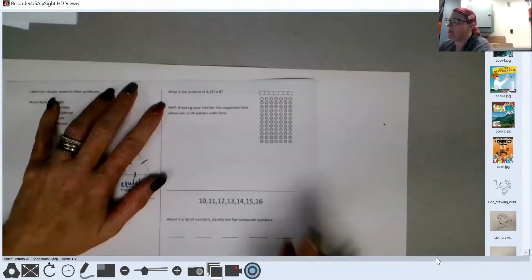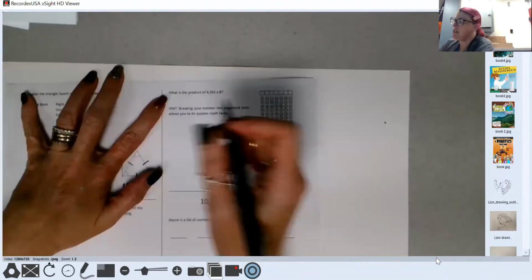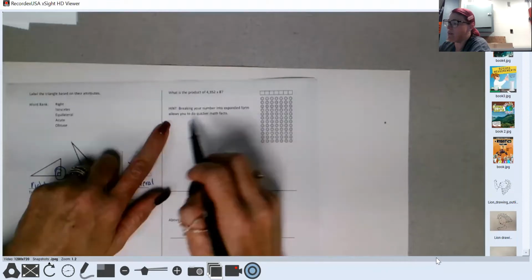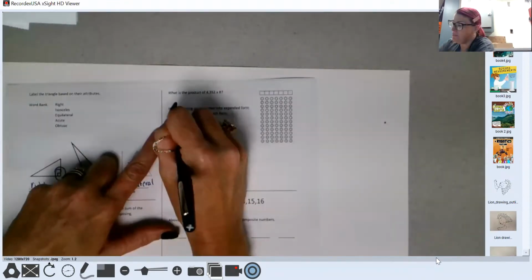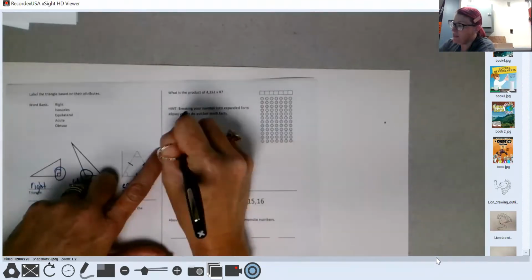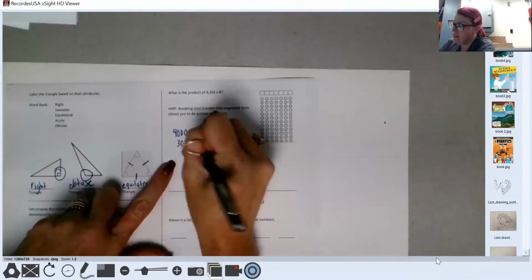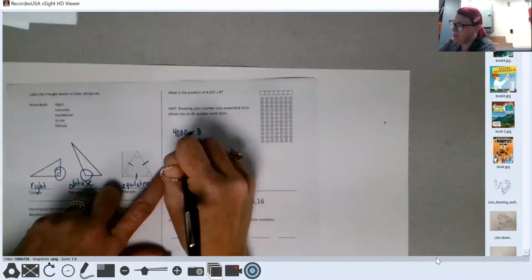What is the product of 4,352 and 8? Breaking your number apart into expanded form allows you to do quicker mental math. So 4,000 times 8, 300 times 8, 50 times 8, and 2 times 8.